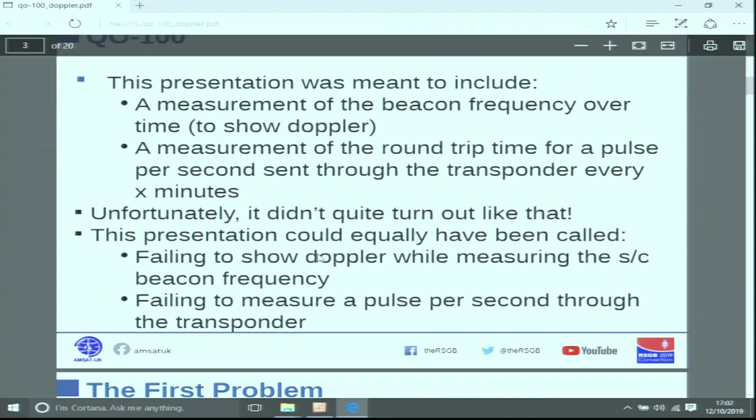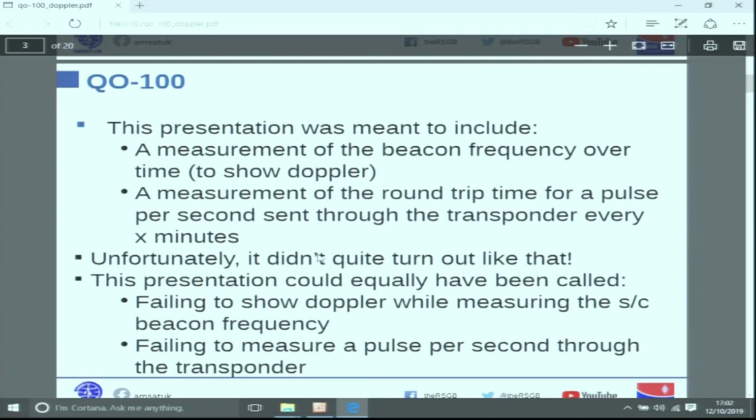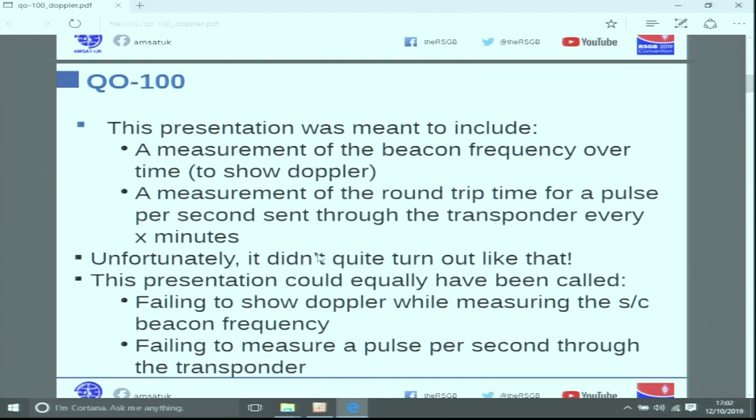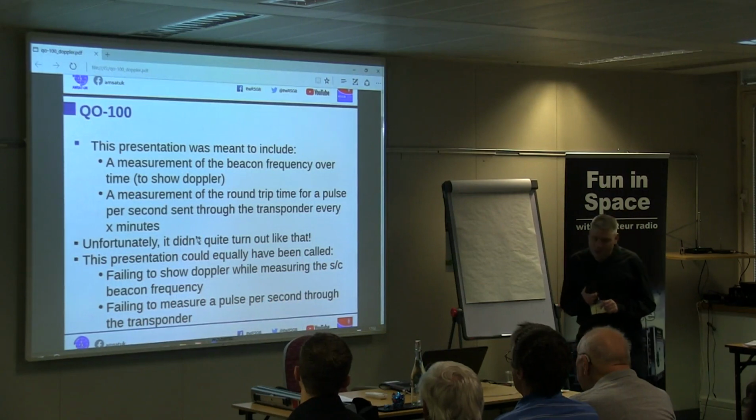So, this presentation, it's gone slightly wrong. It was actually meant to include a measurement of the beacon frequency over time to show Doppler. It was also meant to include measurement of the round trip time for a pulse per second sent through the transponder every X minutes. Didn't quite turn out like that. It could easily have been called failing to show Doppler while measuring the spacecraft beacon, or failing to measure a pulse per second through the transponder.